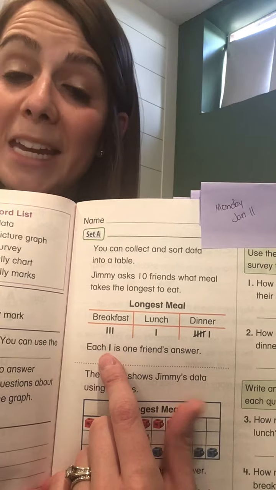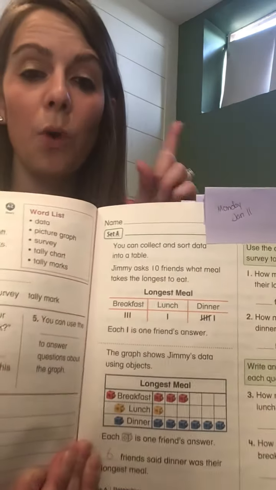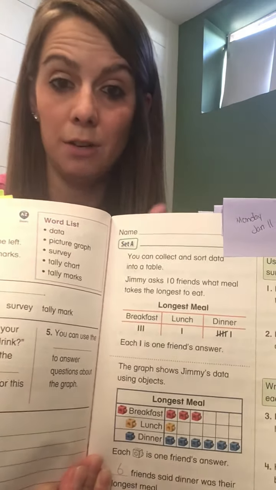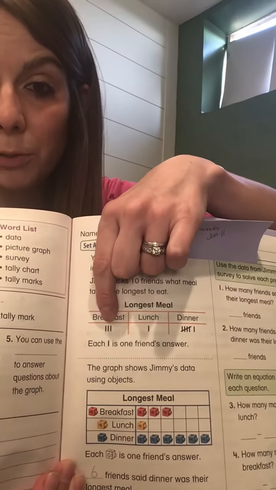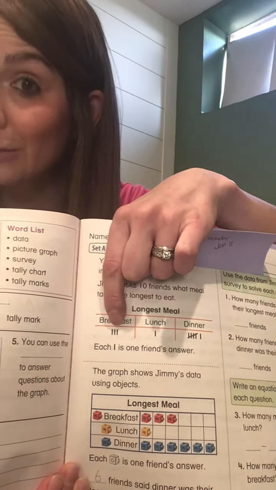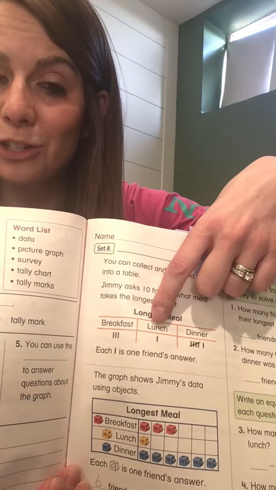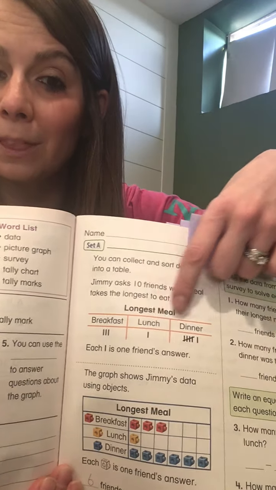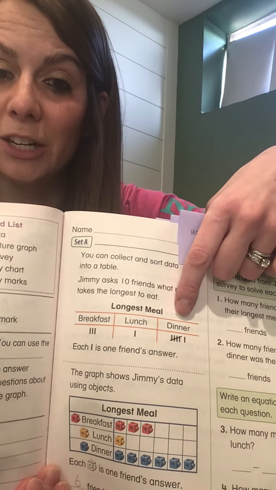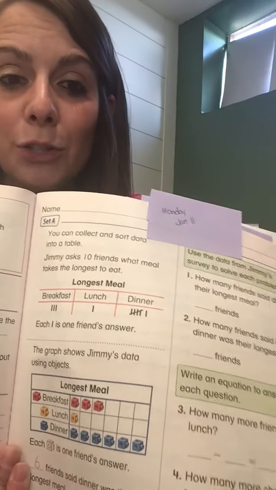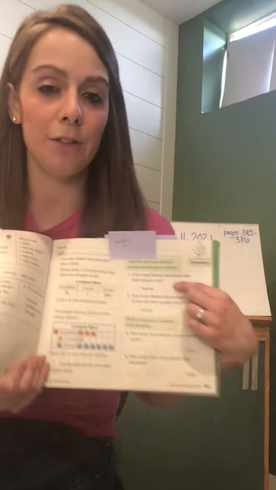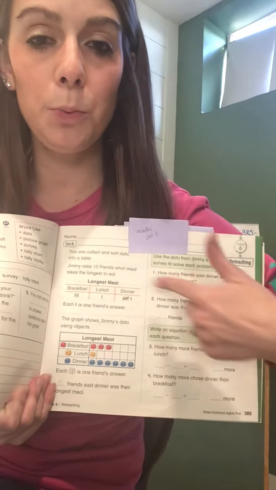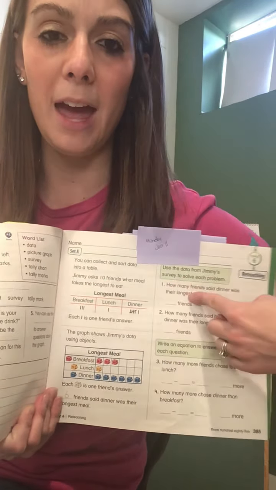Now remember, each tally mark is one of his friends' answers. So how many chose breakfast? Good. How many chose lunch? Good. And how many chose dinner? All right. So over here, it's going to ask you those questions, and you need to write your answers on this side. So this is where you get your information from, okay?